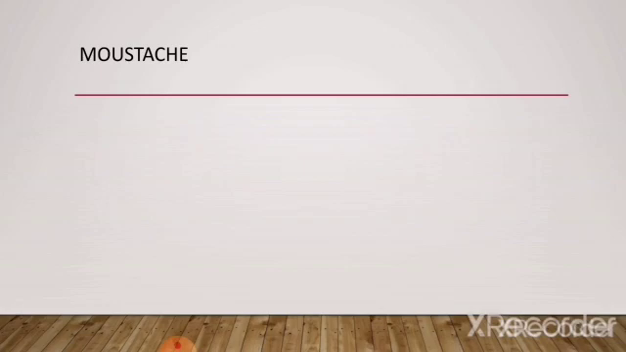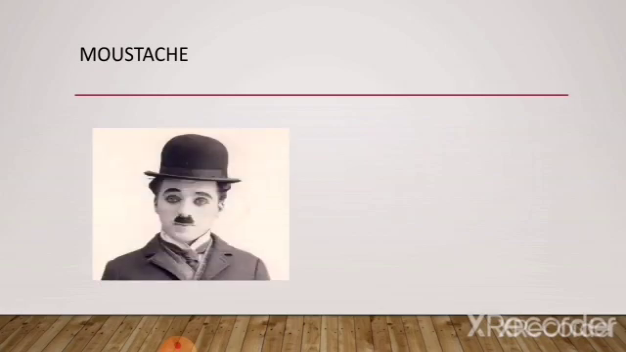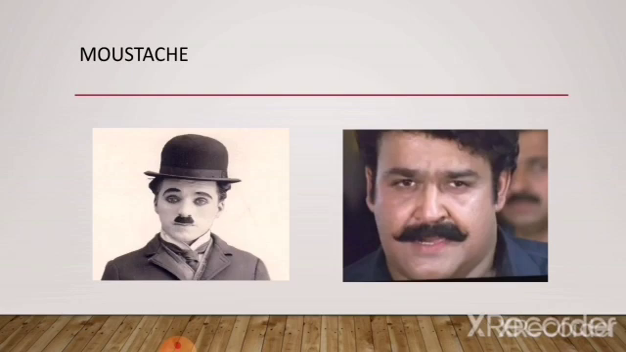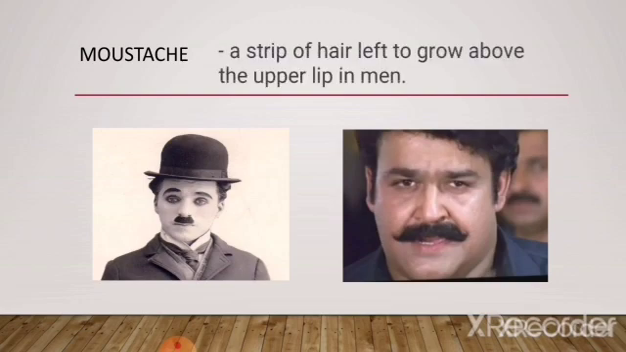The next word is mustache. Some of you might be confused about the pronunciation of this word. This word is pronounced as mustache. I think you have already learned this word meaning in the third video. In the picture, you can see two famous actors with beautiful mustaches. The first one is Charlie Chaplin. Charlie Chaplin was famous for his toothbrush mustache. Twisting the mustache is the trademark style of actor Mohanlal. So, mustache is a strip of hair left to grow above the upper lip in men.